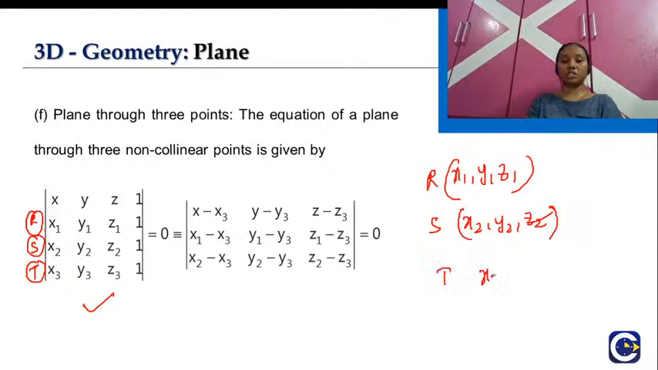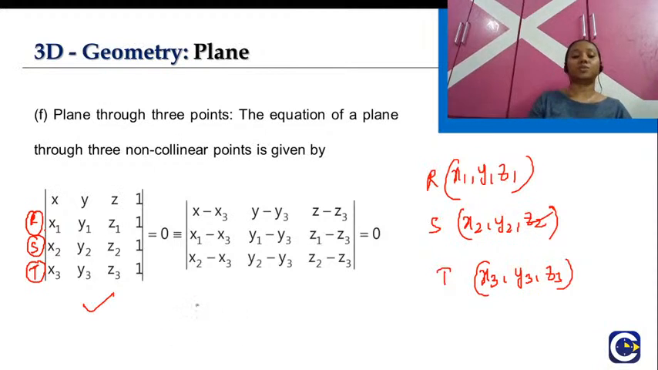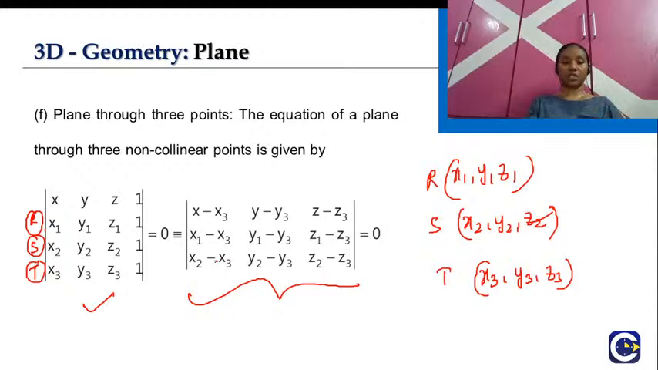And my point T is having coordinates x3, y3 and z3. So we can't actually directly find the determinant with this number of columns and rows, right? So that's why we convert that into this typical format. That is nothing but x minus x3, x1 minus x3, x2 minus x3. That is my first column.